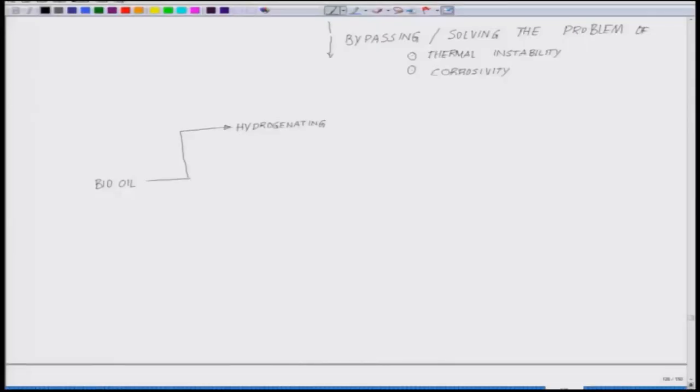So, essentially out here what you are doing is adding hydrogen by hydrogenating, and the liquids which are formed go for further refining, and what you get out of this hydrogenation are products like naphtha and diesel. We'll come later to these products, okay? Naphtha and diesel.